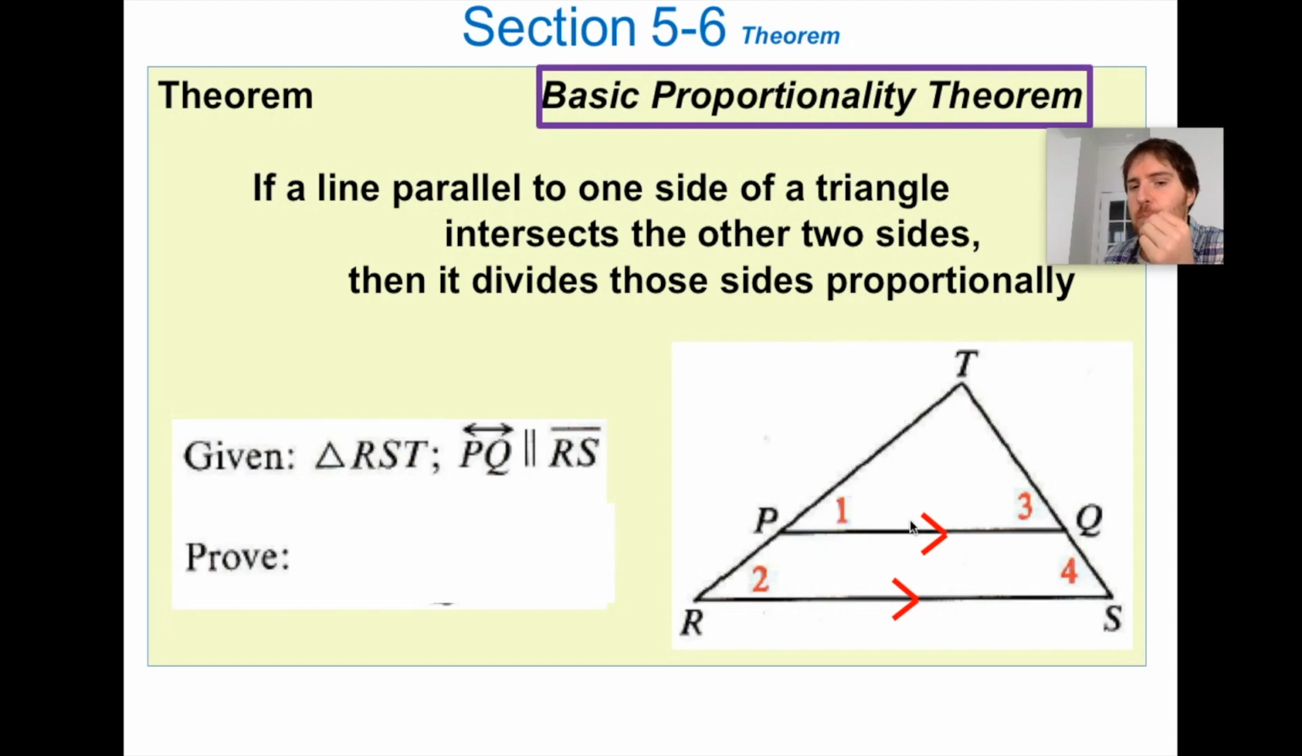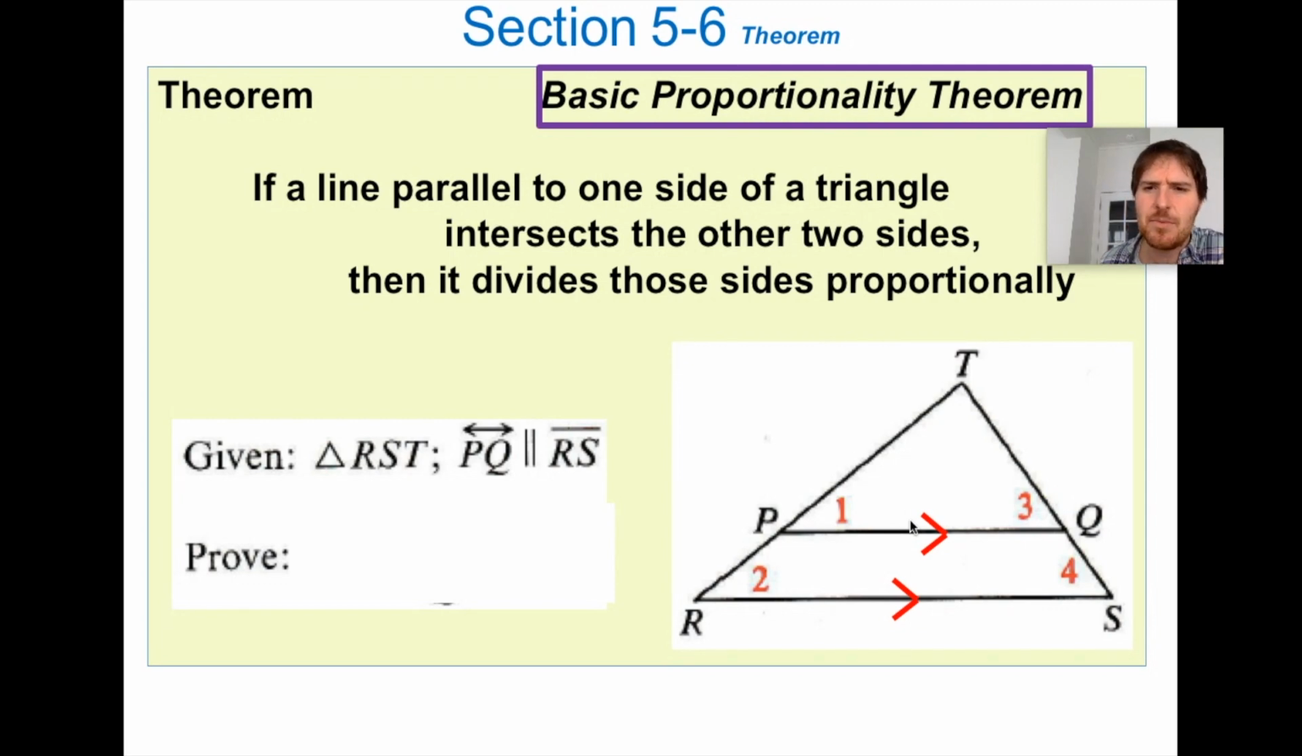If I have PQ parallel to RS in this triangle here, then the two sides that got intersected by that parallel line are divided proportionally. So the consequence of a statement here, this is an if-then statement. The if is the premise, that's our given: PQ is parallel to segment RS. The then establishes what we need to prove. So the question is, specifically with this diagram, in order to prove this theorem, what do I need to prove?